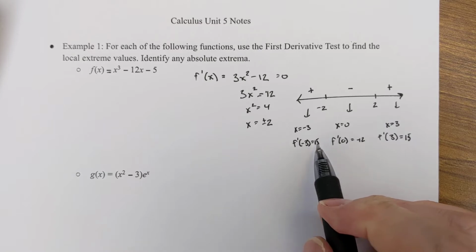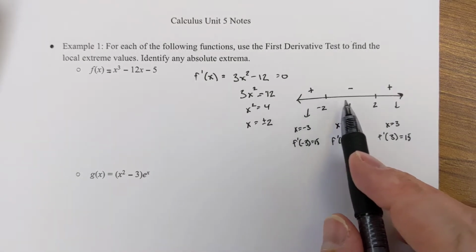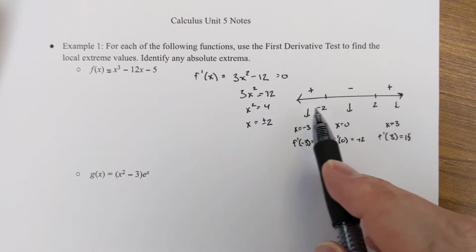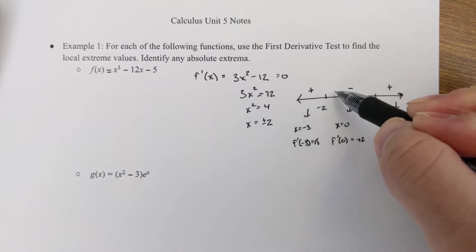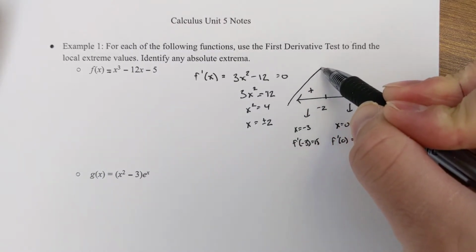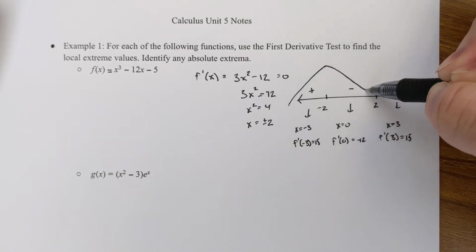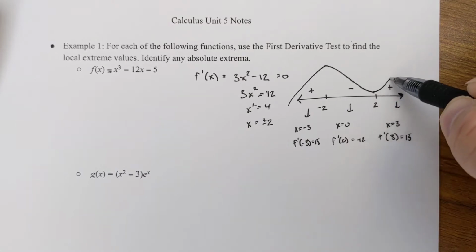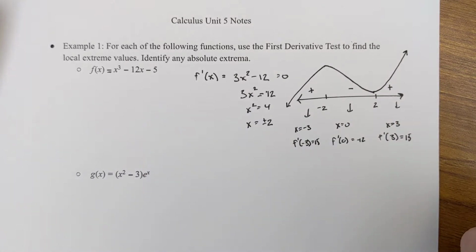Just as a note, the actual value of these numbers doesn't matter. All I need is positive or negative. So this is the sign chart for the derivative. What that means is that it tells you what the graph is doing. So the graph is climbing until it reaches x equals negative 2, and then it falls, and then it climbs. So this would be the generic shape of the graph. And it switches at negative 2 and positive 2.